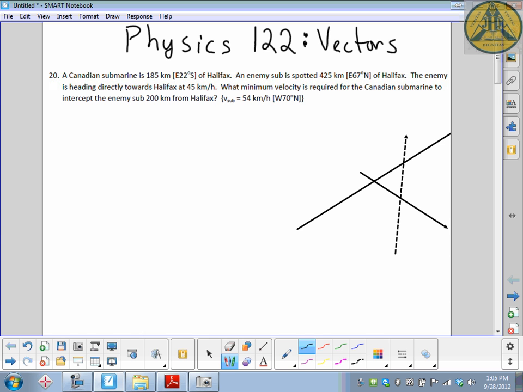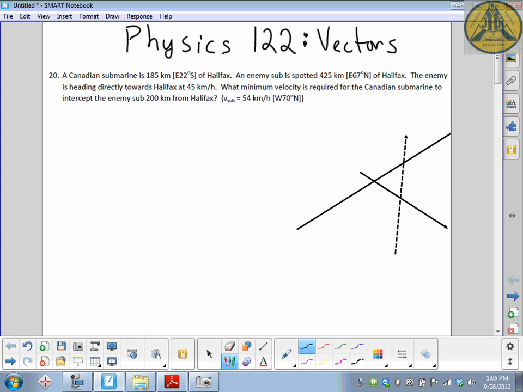It's real exciting. Canadian submarine, 185 kilometers, east 22 degrees south of Halifax. Just kind of sitting there, hanging out. Enemy sub spotted 425 kilometers, east 67 degrees north of Halifax. Sub's heading directly towards Halifax at 45 kilometers an hour.